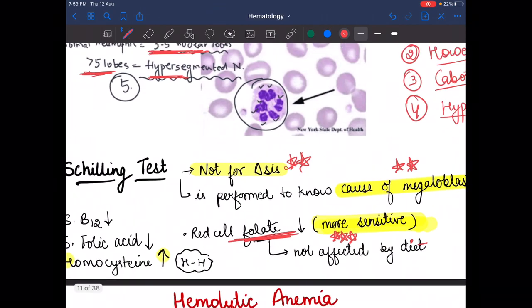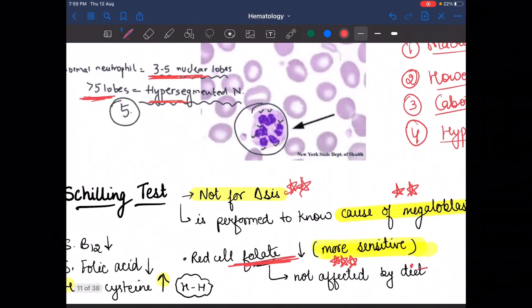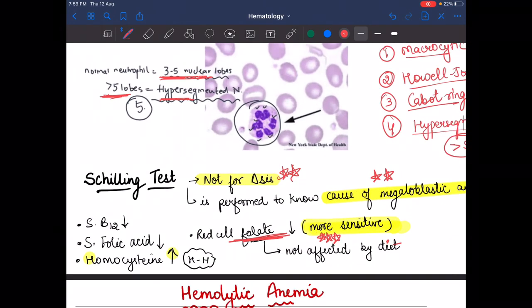So these were the microcytic and macrocytic anemias. In the next video I am going to tell you about hemolytic anemia.